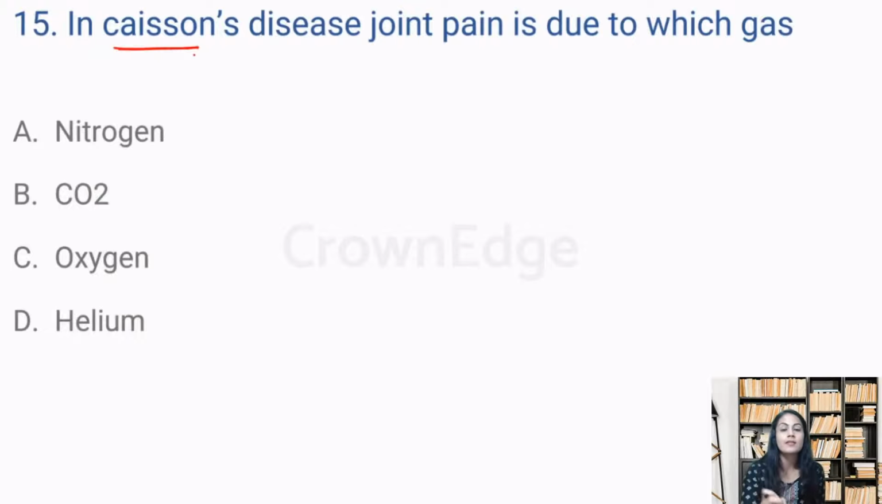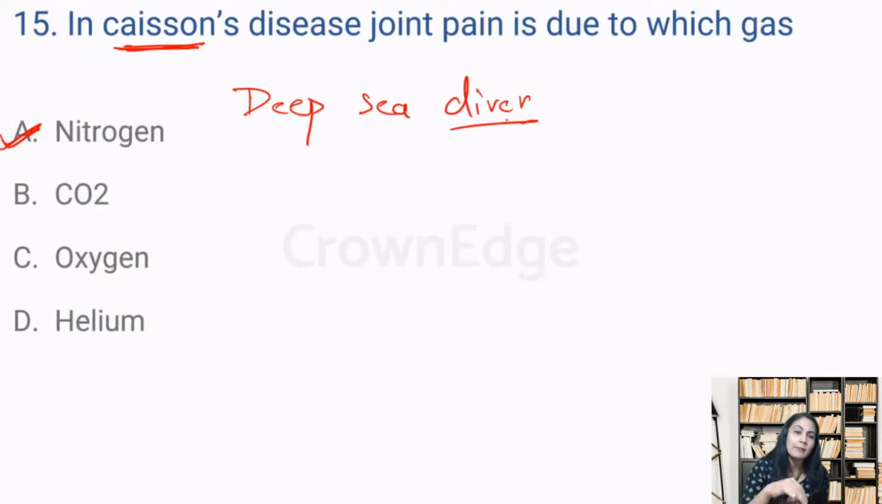In Caisson's disease, joint pain is due to, last but not the least question, only 2 to 3 minutes. Okay, so remember Caisson's disease is because of the nitrogen. What is this Caisson's disease? This is seen in deep sea divers. Whenever someone goes very, very deep in the sea, what is going to happen to the environmental or atmospheric pressure over there? As you go below sea level, the pressure is going to increase.